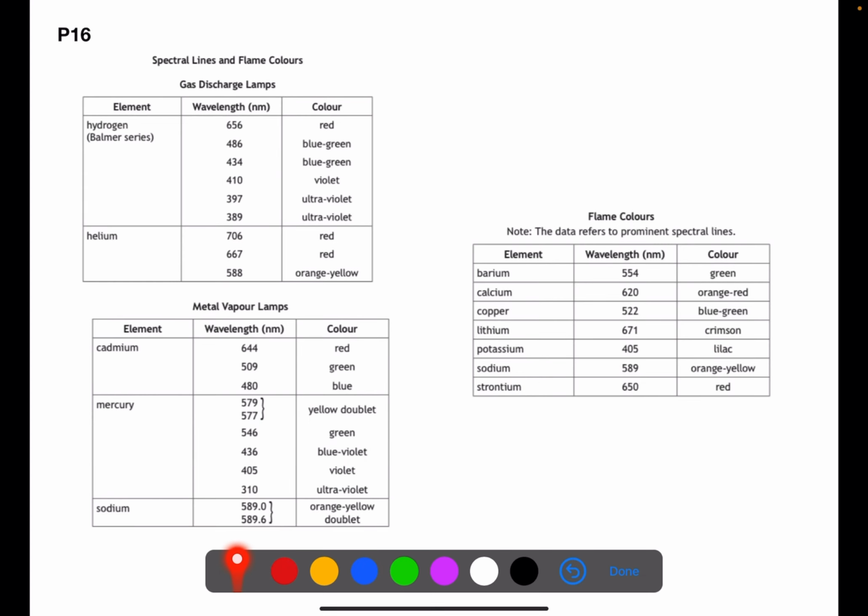On page 16, we have various different flame colours. So we have the gas discharge lamps, metal vapour lamps, and flame colours, where you're given the element, the different wavelengths, and the particular colours seen for each of the wavelengths. This is useful for Unit 1.